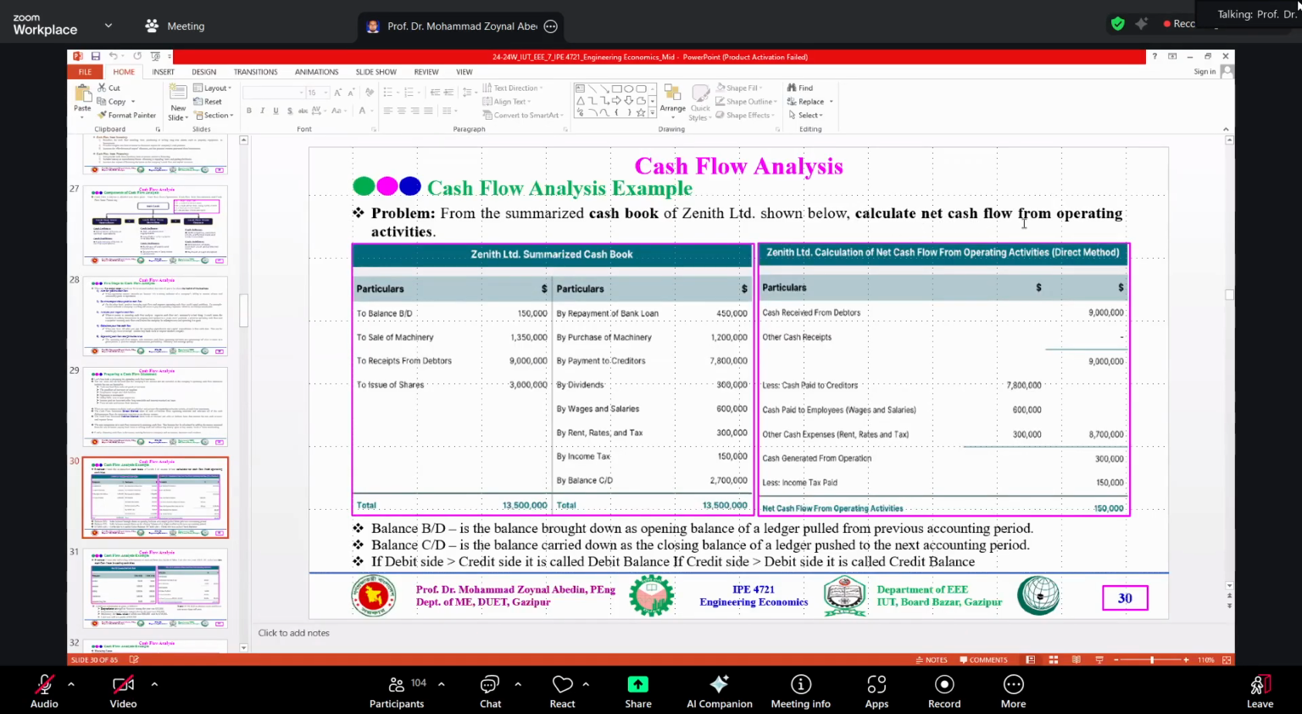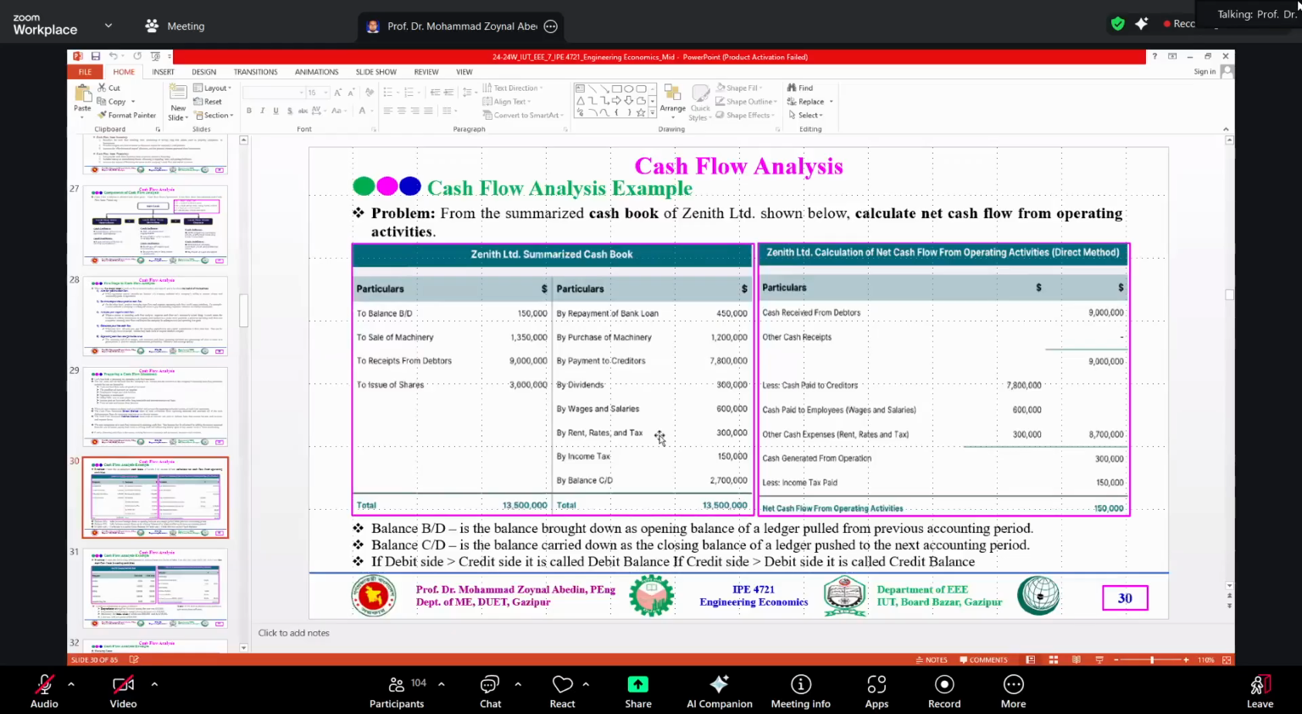You have to calculate the net cash flow from operating activities. There are a lot of activities you can see, okay? And from there, we have to calculate only the activities relating to the operating cost, the operation. First of all, what is given here? Particulars.